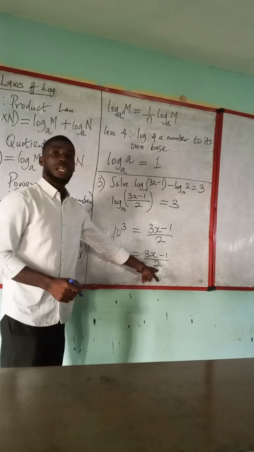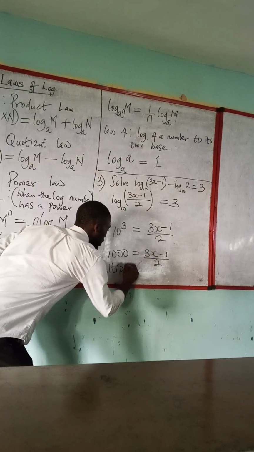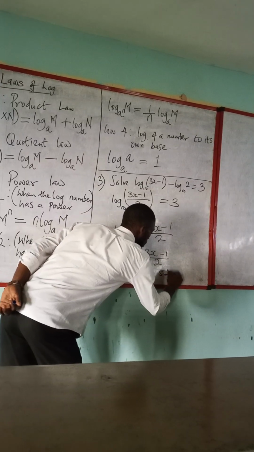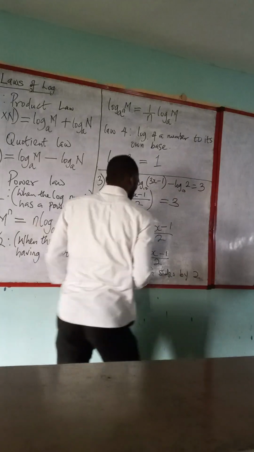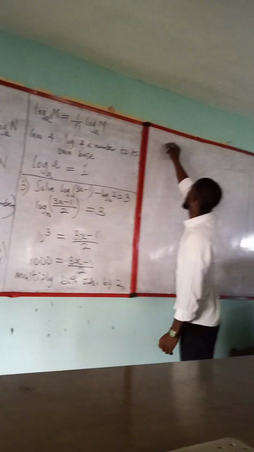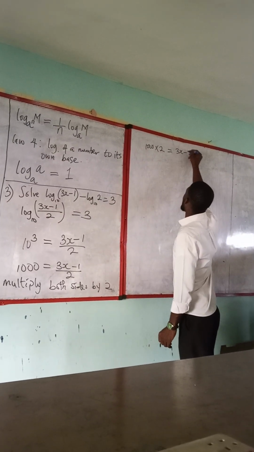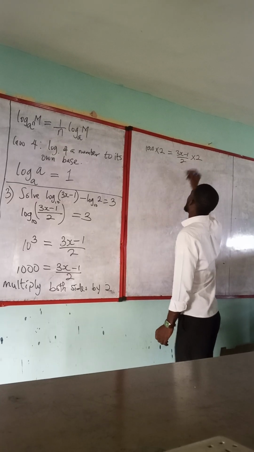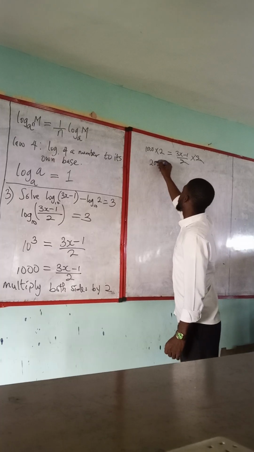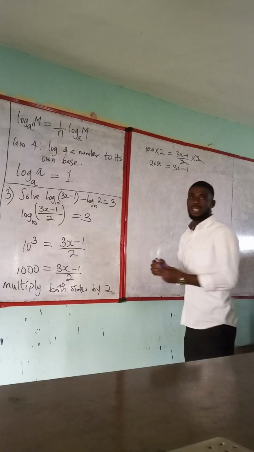by 2, for us to remove the denominator here. So if we are going to multiply both sides by 2, this is going to be 1000 times 2 is equal to 3x minus 1 over 2 times 2, so that these 2 will cancel these 2. We are left with 1000 times 2, which will give us 2000. So this now, 2000 is equal to 3x minus 1.